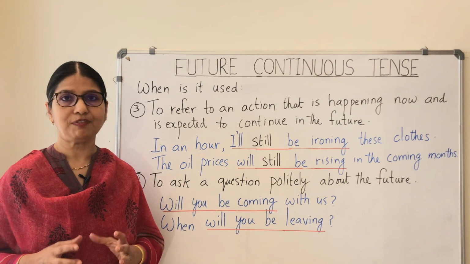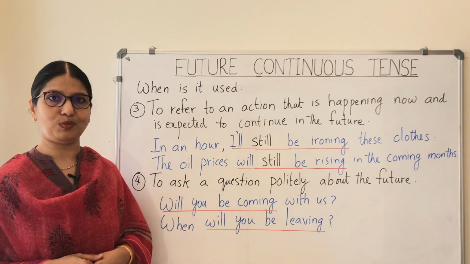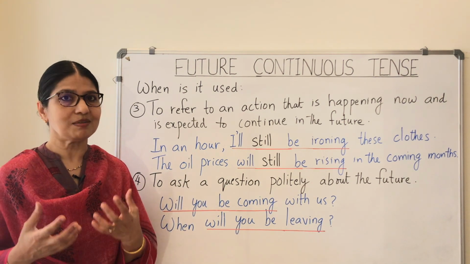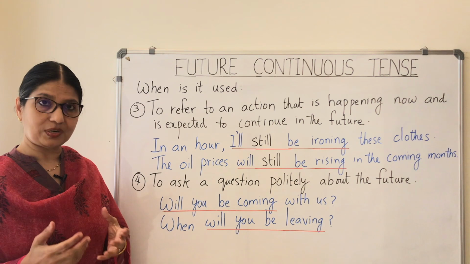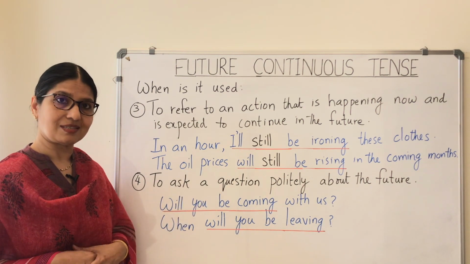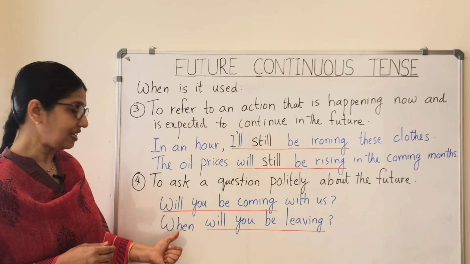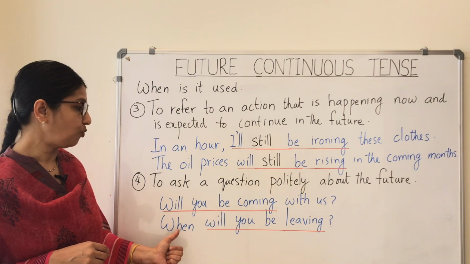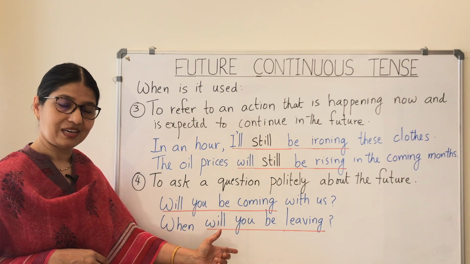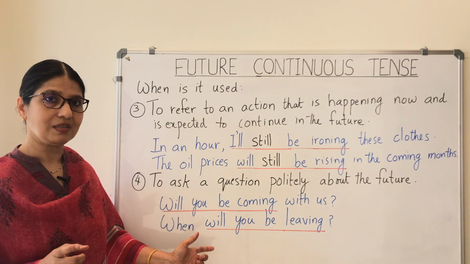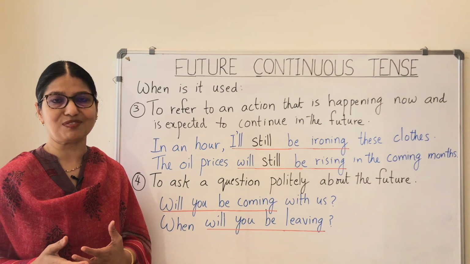We could also use the future continuous tense when we need to ask a question politely about the future. That is, when we need to gather some information about the future in a polite way, we use future continuous tense. So for example, will you be coming with us? Sounds much better than will you come with us? Here, the second example is a WH question. When will you be leaving? So you can see that here I have used the future continuous. If I had used the future simple, the question will be like, when will you leave? And in that case, it's more like a request for you to leave.